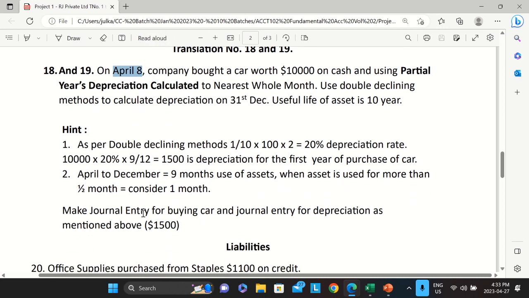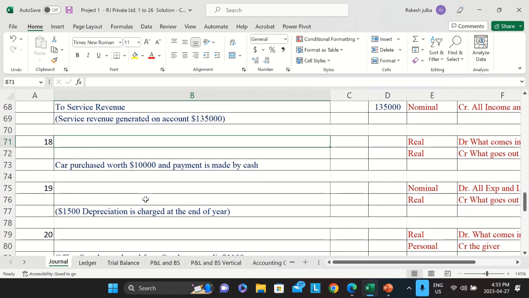So now make a journal entry for buying the car. It means the first journal entry, and the second journal entry that we will make is for the depreciation as mentioned above, which will be $1,500. So the 18 and 19 transactions I'm just going to write here. The 18th transaction is saying that we bought a car. So car account debit. The amount is $10,000 on the debit side as well as on the credit side, cash. Because the payment is made by cash, the $10,000 we have entered here.